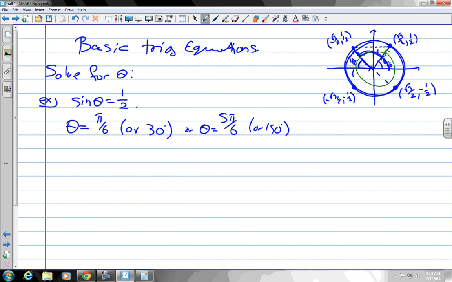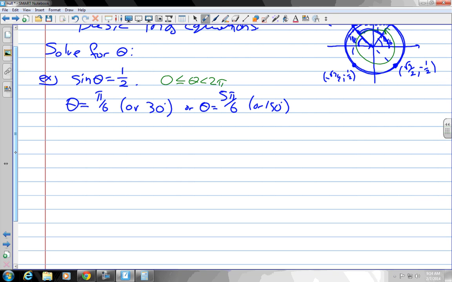So you're usually going to get two types of questions. They're going to say, solve this equation for theta, where theta is from 0 to 2 pi. So the theta is only in the one revolution of the circle. So then these are the only two solutions. Sometimes they'll just say, find all solutions.